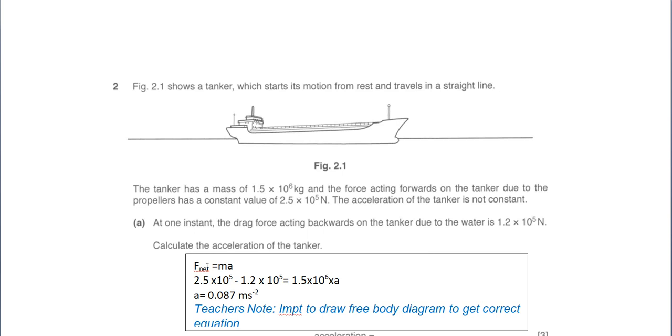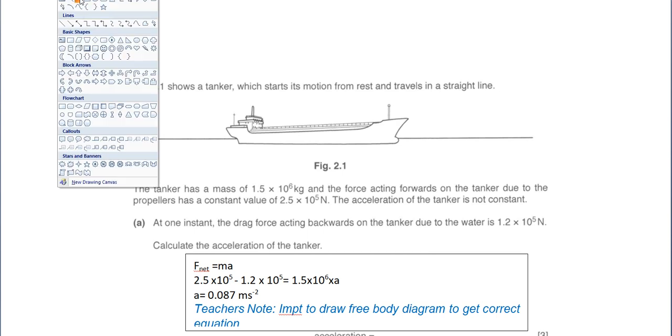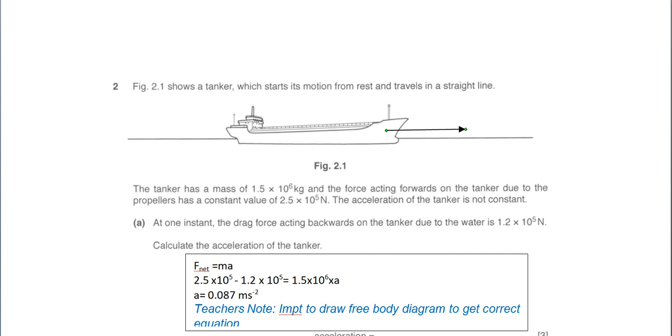So with that being said, since we know we are using F net equal ma, we should actually draw a free body diagram whenever we use F net equal ma. A good student would probably draw free body diagrams to represent the constant forward force, as given in the question, as well as the drag force. So there are two forces, the constant forward force, which is this one, and the drag force, which is this one. The net force equals forward force minus backward force, or the drag force. So constant forward force minus the drag force equals to mass times acceleration.